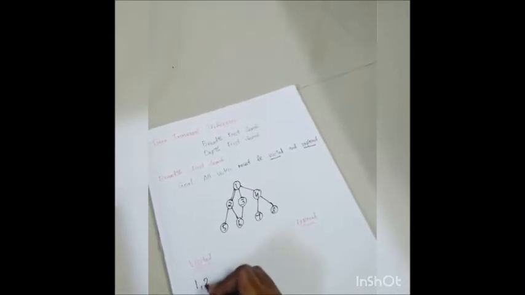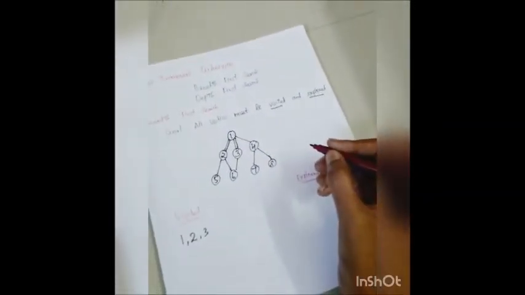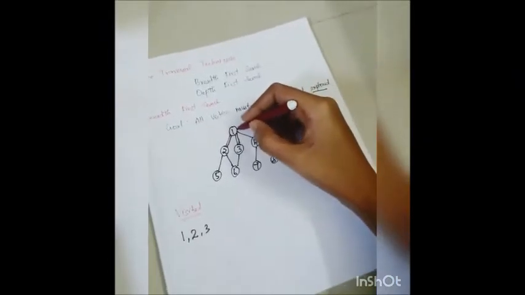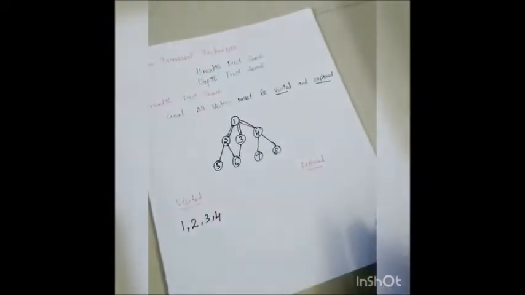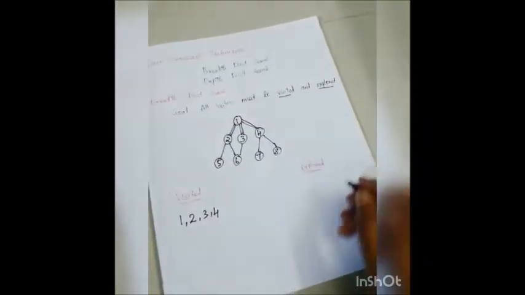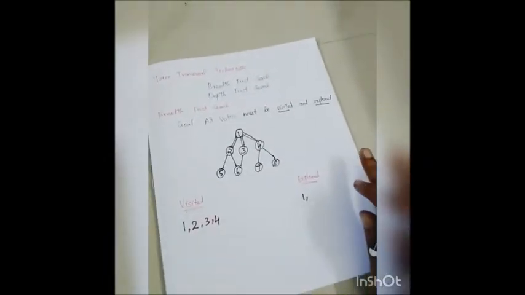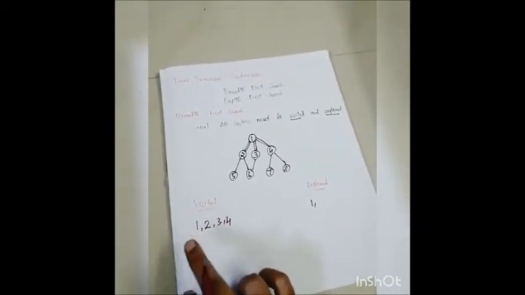Now I have reached vertex 2. Vertex 2 becomes visited. Then I will go to vertex 3. Vertex 3 becomes visited. Then I will go to vertex 4. Vertex 4 becomes visited. Now all the adjacent vertices for vertex 1 are visited. Now vertex 1 has been explored. The first vertex has been visited and also explored.